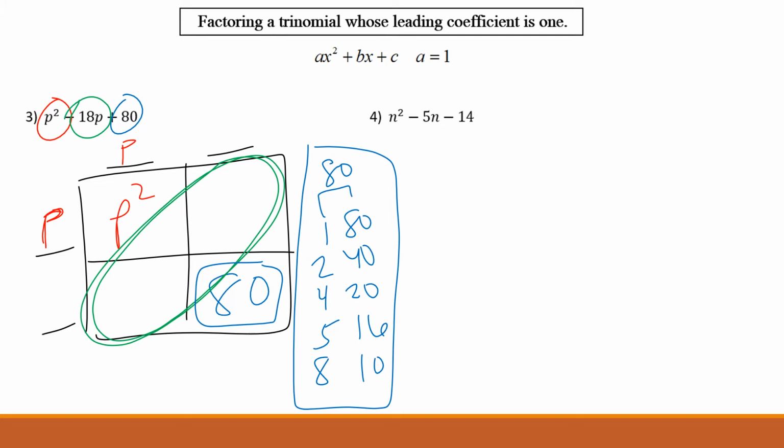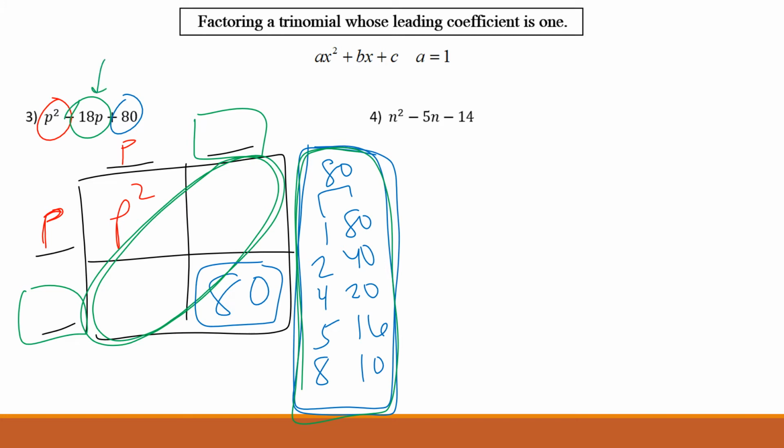So once I have this list, it narrows your work down a lot, okay? Because you're only focusing on these things. These are the only things that multiply to 80. So whatever goes here and here has to come from these sets of numbers. It's now down to looking at this term, the sign. So the sign of this term is a negative, and so we have to pay attention to that.